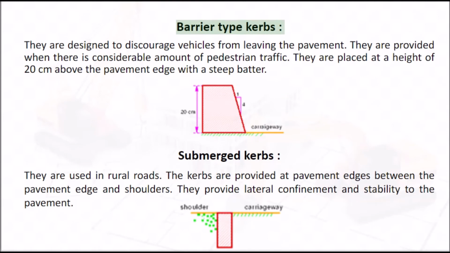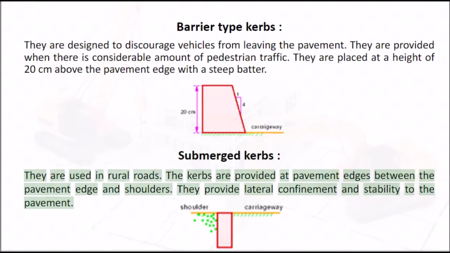Barrier-type curbs. They are designed to discourage vehicles from leaving the pavement. They are provided when there is considerable amount of pedestrian traffic. They are placed at a height of 20 cm above the pavement edge with a steep batter. Submerged curbs. They are used in rural roads. The curbs are provided at pavement edges between the pavement edge and shoulders. They provide lateral confinement and stability to the pavement.